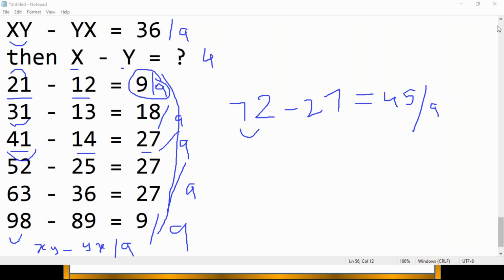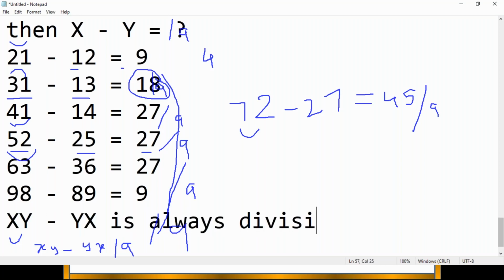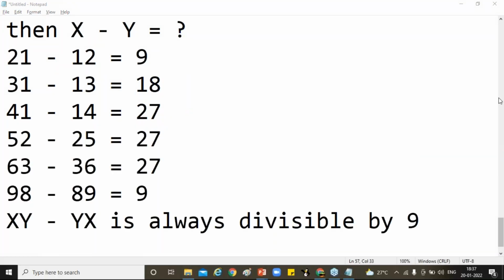Okay. So write down: xy minus yx is always divisible by 9. Xy minus yx is always divisible by 9.